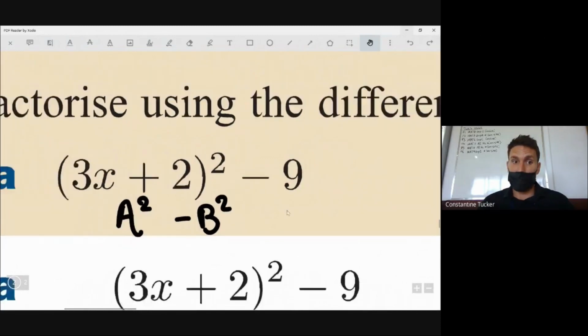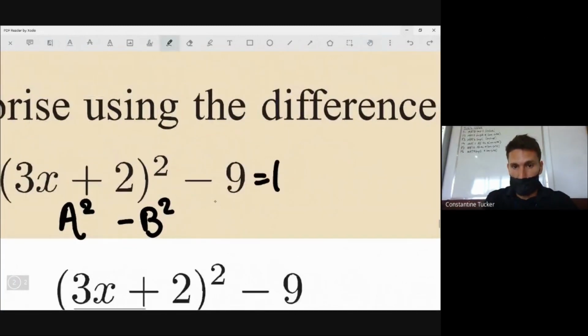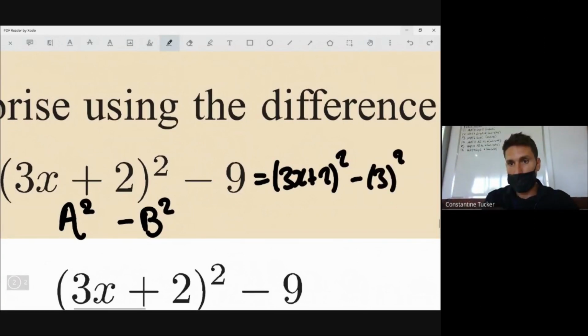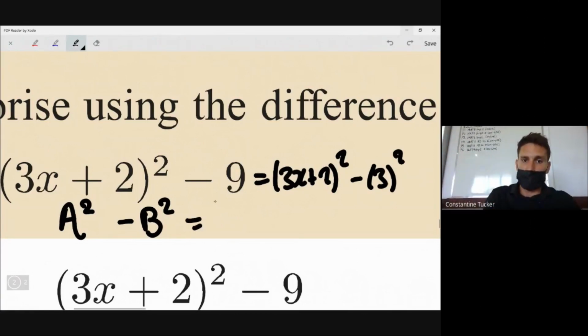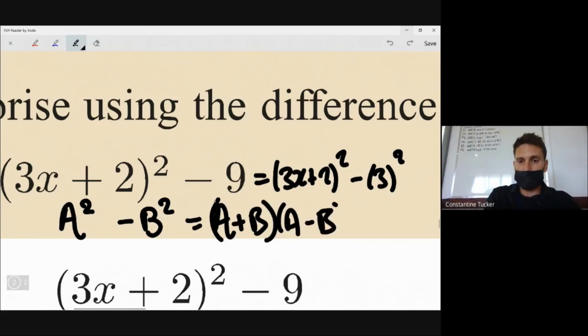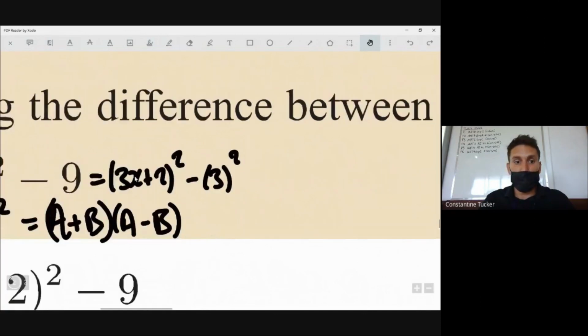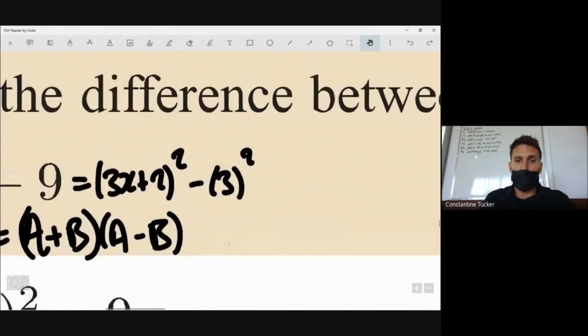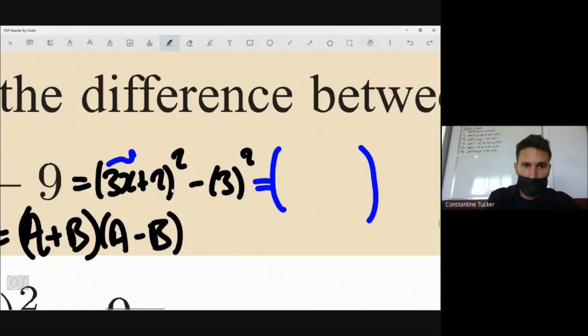3, exactly. So you can think of this problem as 3x plus 2 squared, and then you have minus 3 squared. And now you can use the formula which we've seen before, which would say you have to do a plus b times a minus b. In this case, a is your entire pair of brackets here, the 3x plus 2. Let me say that this is our a, and this is our b.